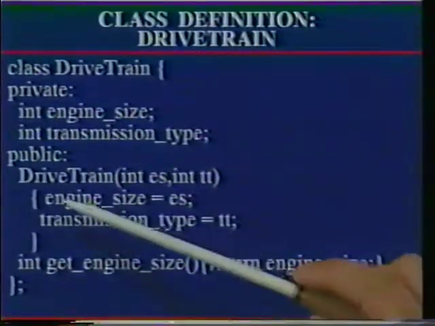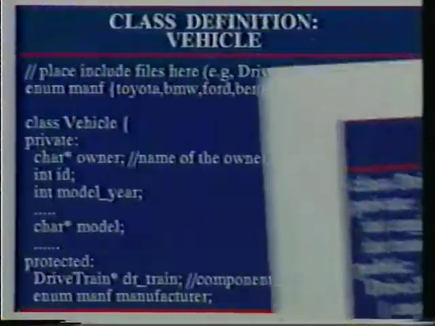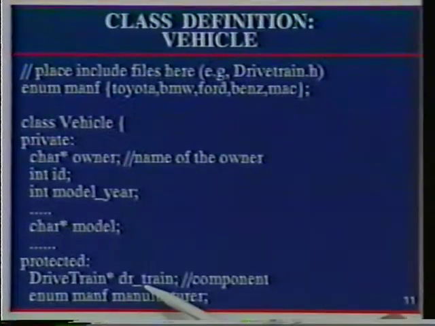Now I define the class drivetrain, where I have both the private part and the public part again here, and this is the type. So if you look back in here, we have declared this in the .h file that we have included here, and then the drtrain is of the type drivetrain.